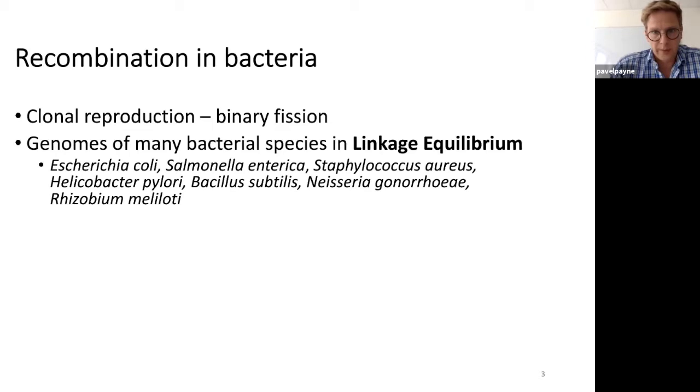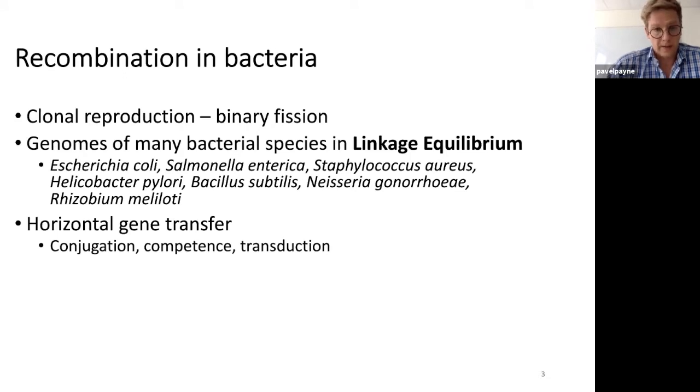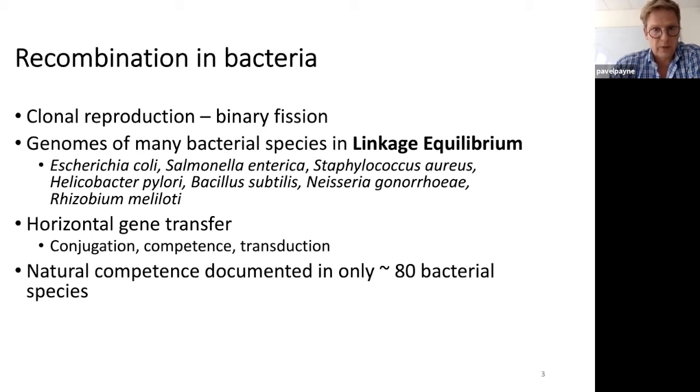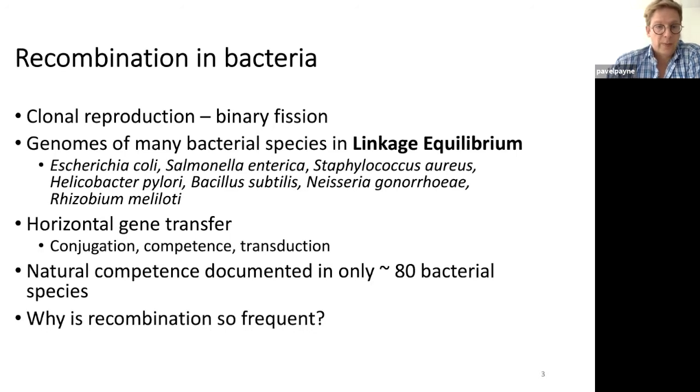There is no association between different alleles. Here is a list of species where it's been discovered. Clearly one can think of horizontal gene transfer, and that natural competence would be a way of achieving this linkage equilibrium. But not all the species in this list can do natural transformation; they are not naturally competent. So there must be some other way of doing recombination. Also, natural competence has been documented in only 80 bacterial species, so it's probably not that common. So the only remaining way of potential recombination is transduction. But how come it is so frequent?